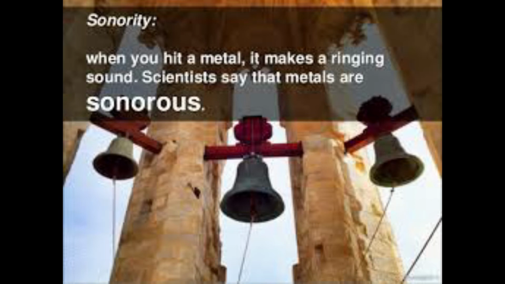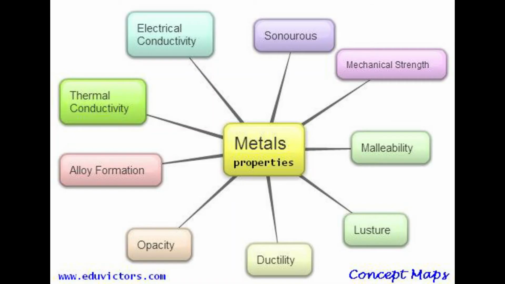Metals are sonorous in nature, that is why they are used for making bells, strings, and musical instruments such as sitar, violin and guitar. Next one, metals usually have silver or grey colors except copper and gold. Copper has a reddish brown color and gold has a yellow color. On the whole, we have completed the physical properties of metals.